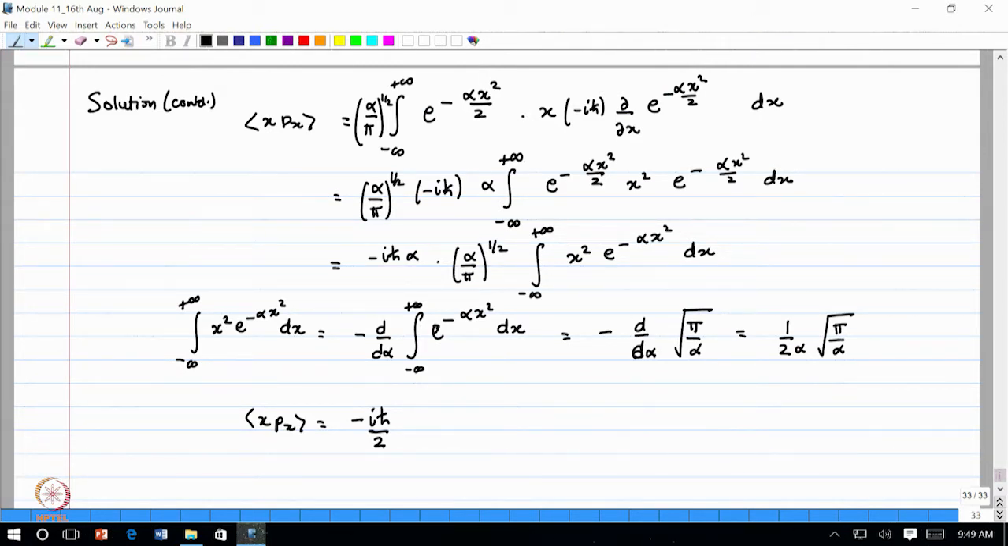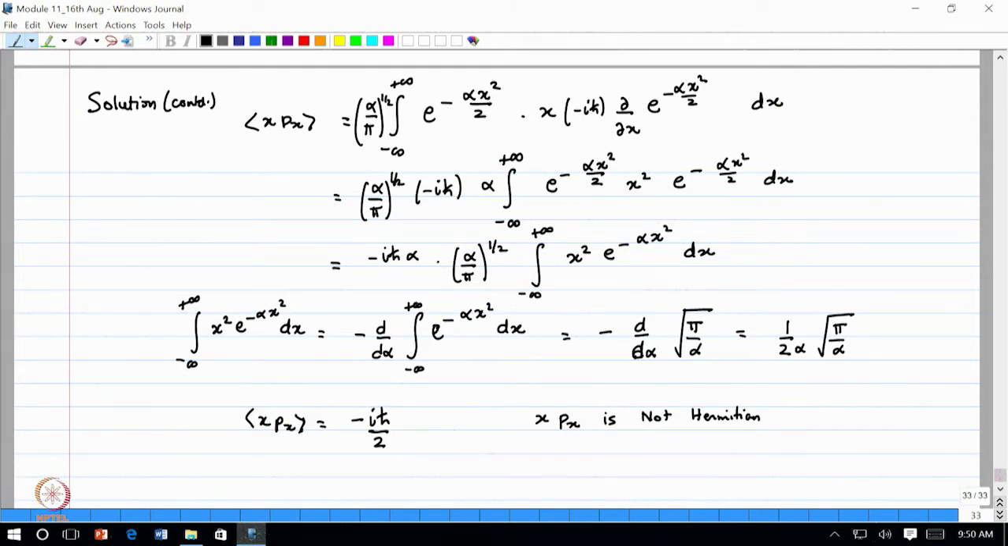Now, this seems like a strange result, that x times px is this, but you should remember that in quantum mechanics x and px are not commuting variables. So when you take the product of x and px, you have to anti-symmetrize it, and then only you will get a real variable. So remember x px is not Hermitian. So x px is not a Hermitian operator in quantum mechanics. So that's why you got an average value which is complex, or which is imaginary in this case.